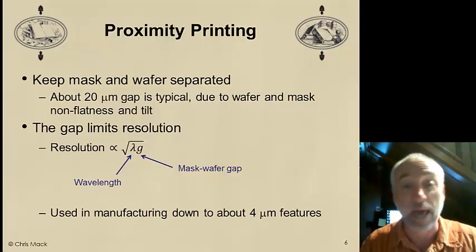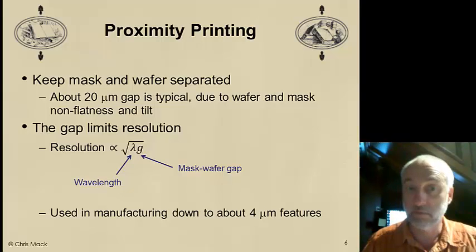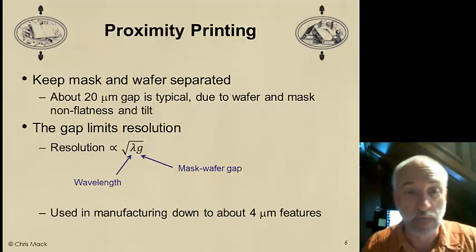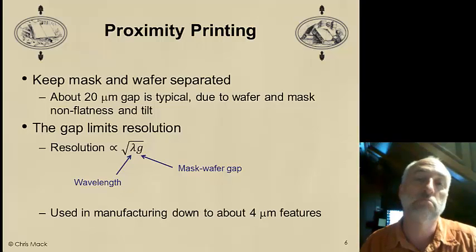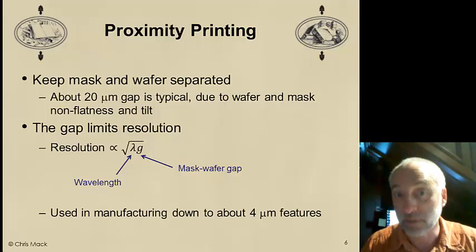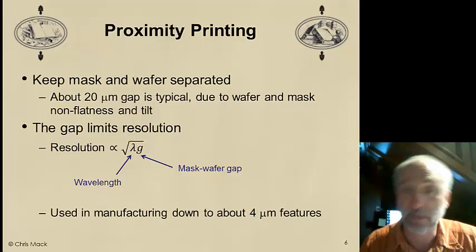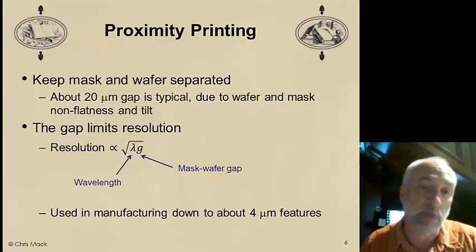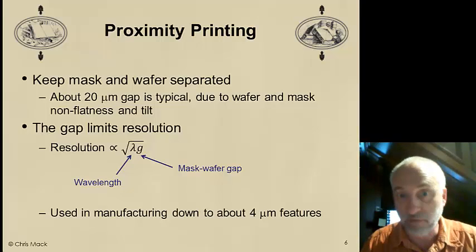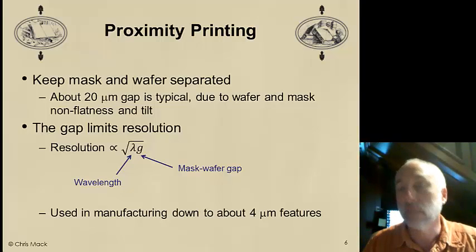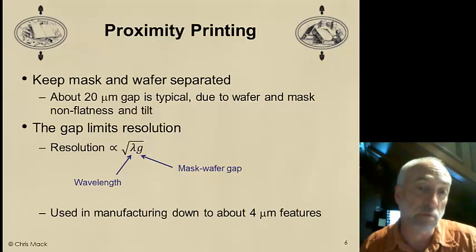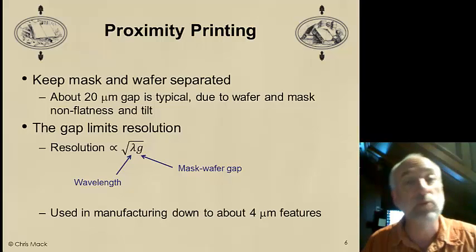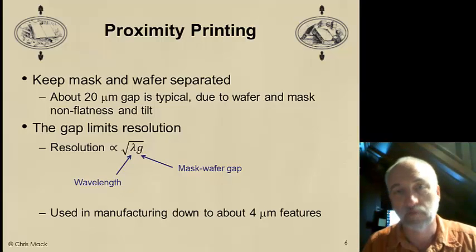the mask wafer gap. So what kind of resolution can we get if we had a 400 nanometer wavelength, 0.4 microns, and we had a 20 micron mask to wafer gap distance, G? Multiply them together, that's 16 microns squared, take the square root, that's about 4 microns. And sure enough, we used proximity printing in the industry as our resolution got smaller, down to about 4 micron feature sizes. But then we run out of resolution for proximity printing.